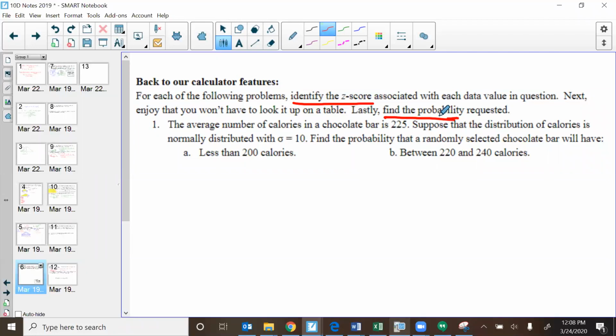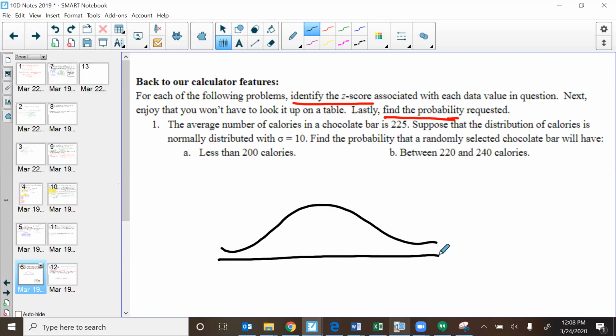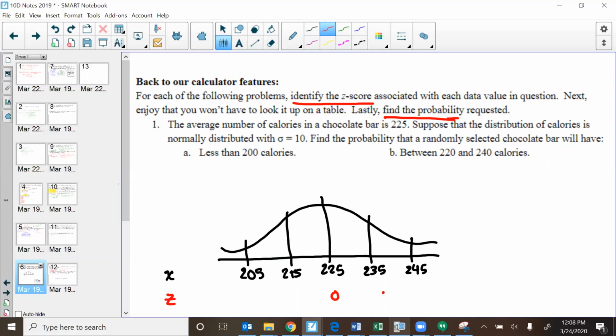So again, I'm going to start by drawing my picture, always. I'll just draw it in the middle because I'm going to use it for both pieces. It says the average number of calories in a chocolate bar is 225, and it's normally distributed with a standard deviation of 10. So I'm just adding 10 on the right, and then I'll subtract 10 on the left. That's a nice, easy number to work with. These are my actual x values, and then, as you know, my z-scores are going to be 0, 1, 2, and -1, -2.